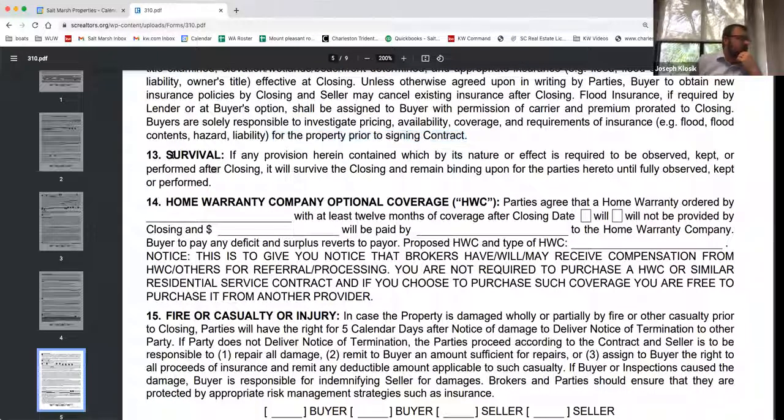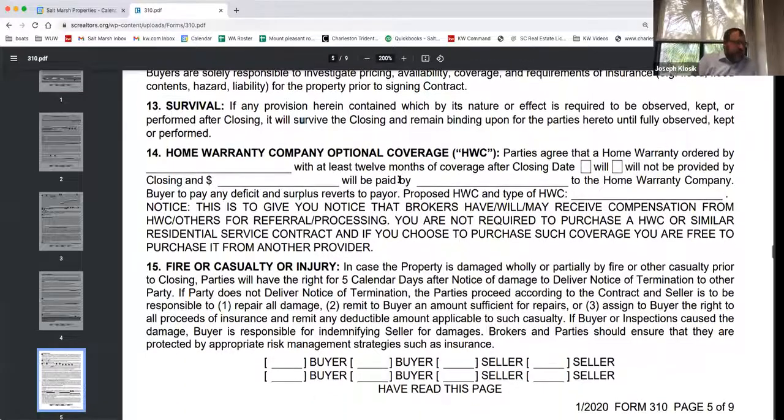Survival basically says anything agreed upon in the contract is required to be observed, kept in place after closing. Again, closing is your leverage. So if the seller's agreed to do repairs and they haven't done it, technically this protects it and says after closing they'll still do it. Then you've got to go have them do it. But my thing is always have them do it by closing. However, this does technically state that it survives closing.